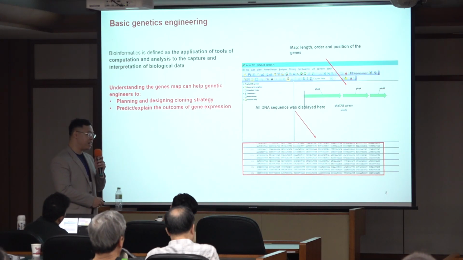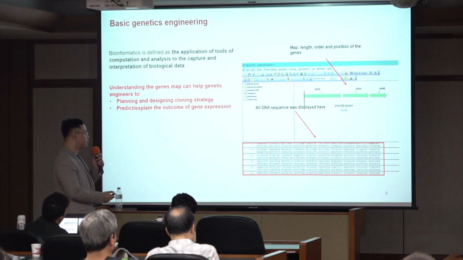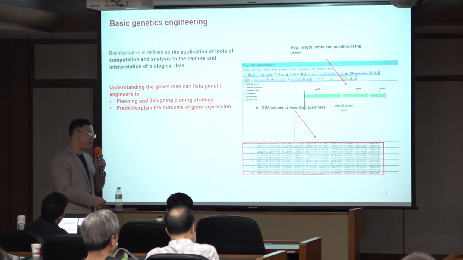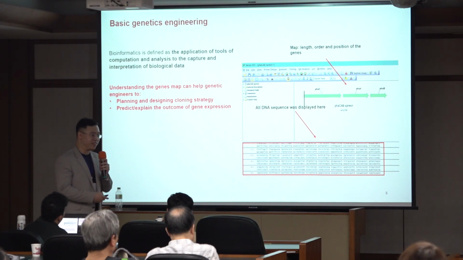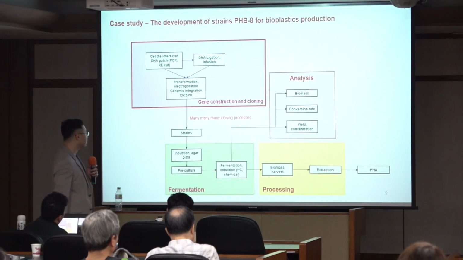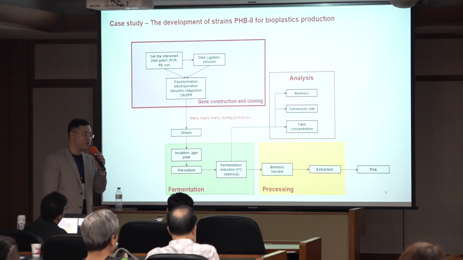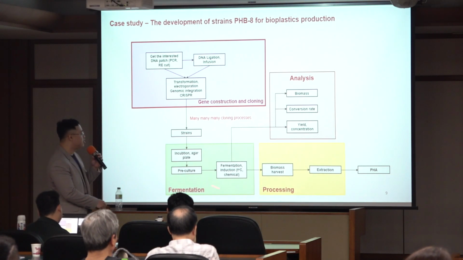So we can do the planning, designing, all of the strategy that we want to optimize our production. And we also can predict what is going to happen in our production. So this is the simplified scheme for all of the genetic work and also the fermentation.